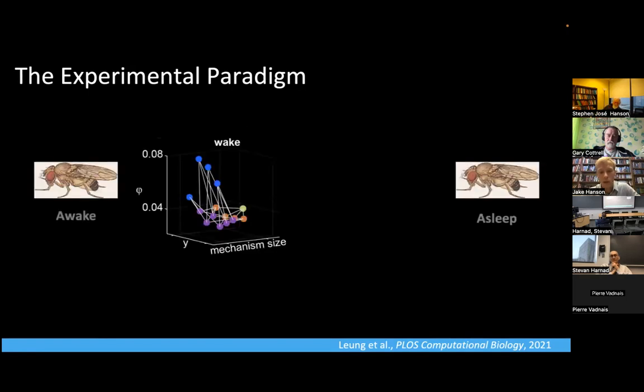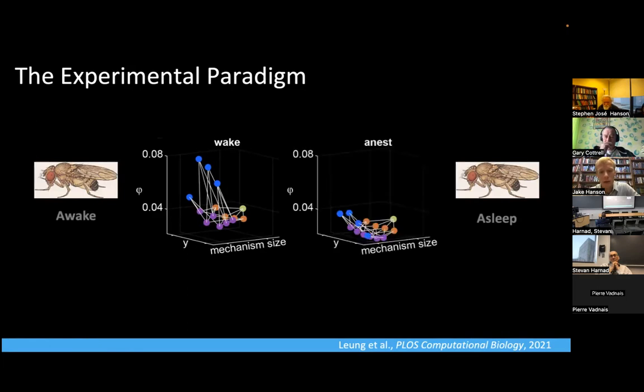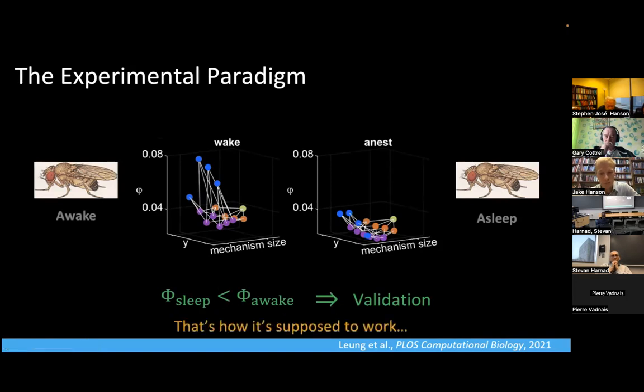So they ran this experiment, and you can't actually measure phi for these systems, but you can measure proxies for phi that make a lot of assumptions. And that's what they did here. They showed that under anesthesia, all these phi values, this phi complex, disintegrates. And so since phi is lower when it's asleep than when it's awake, that was validation for the theory. At least that's how it's supposed to work.